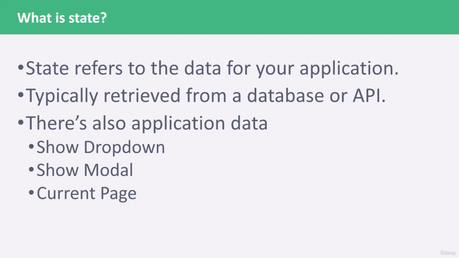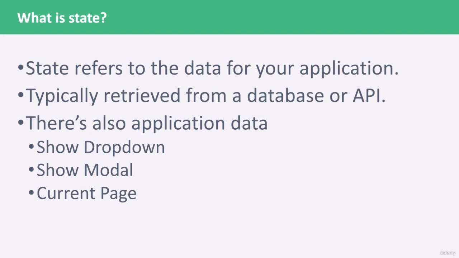For example, a simple dropdown. If a user clicks on a dropdown button, then the contents of that dropdown should be shown. If they click away from that dropdown, then the content should be hidden. This is the type of data you would have to keep track of. Another example would be keeping track of the page the user is currently on. Are they on the home page or contact page? Depending on the URL, you would display different content.